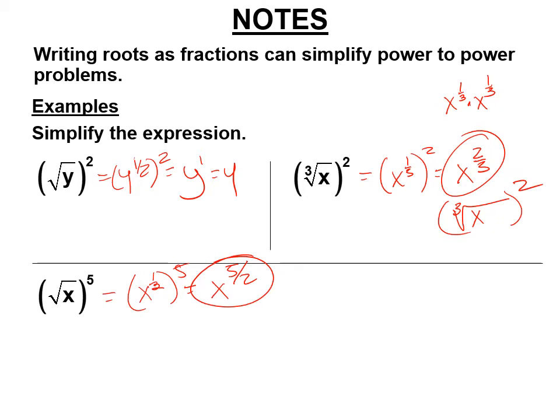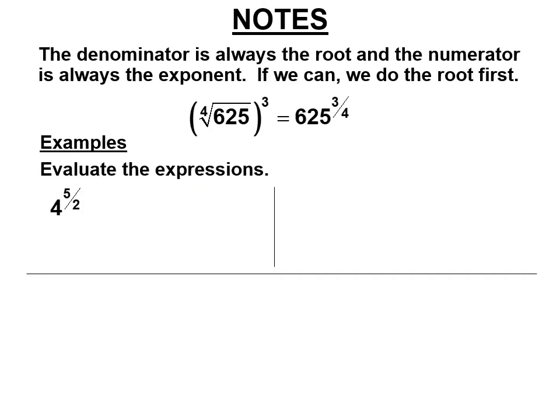What is x to the 5/2? It's the square root of x to the 5th power. That's what it is. So the bottom of your fraction is your root. When we had 1/3, it was a cube root. When you had 1/2, it was a square root. The bottom is your root, and the top, the numerator, is your power. Okay, saying what I just said: 625 to the 4th root cubed can be written as 625 to the 3/4.